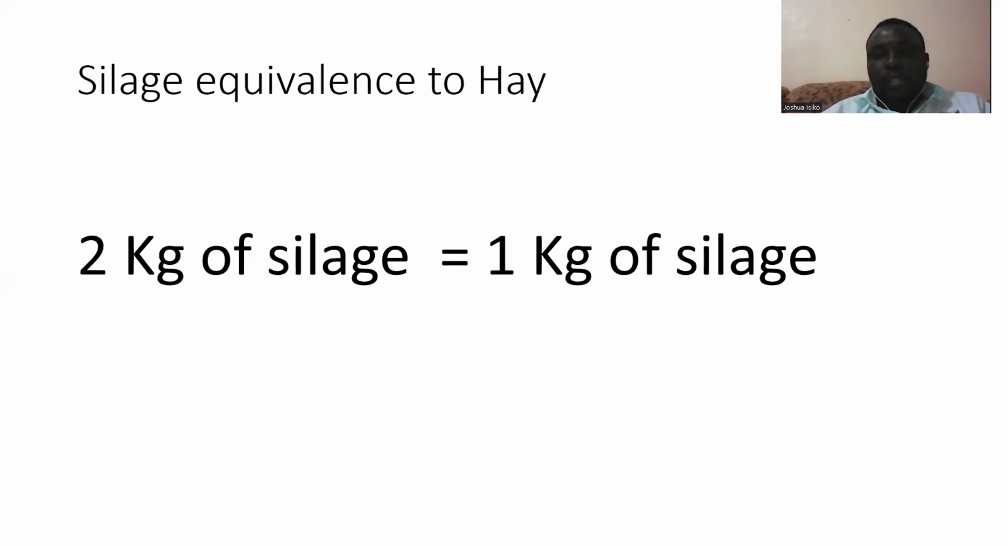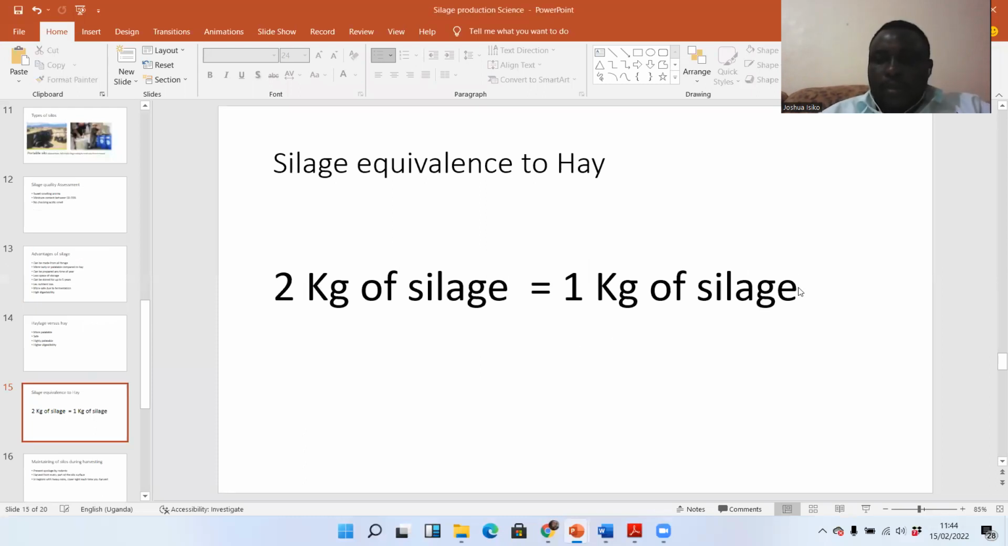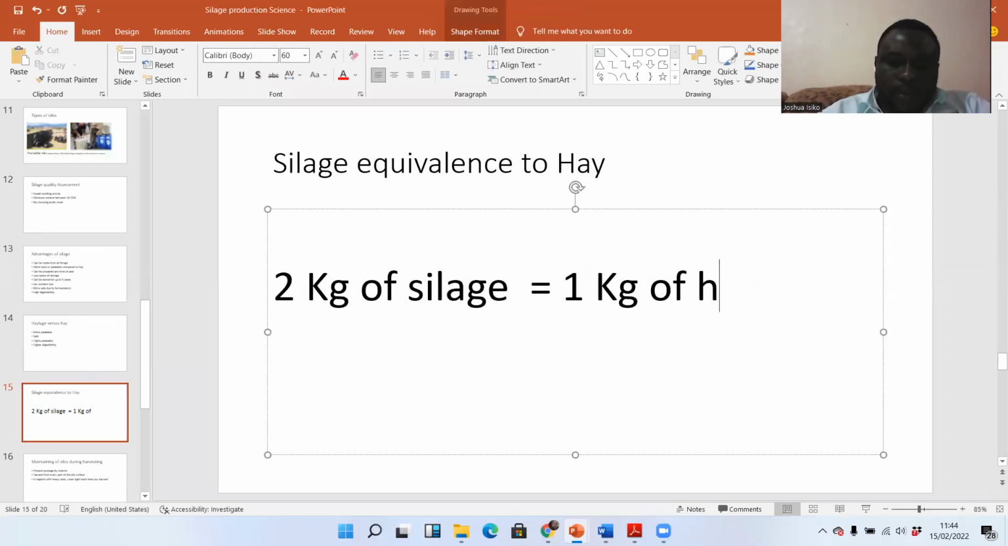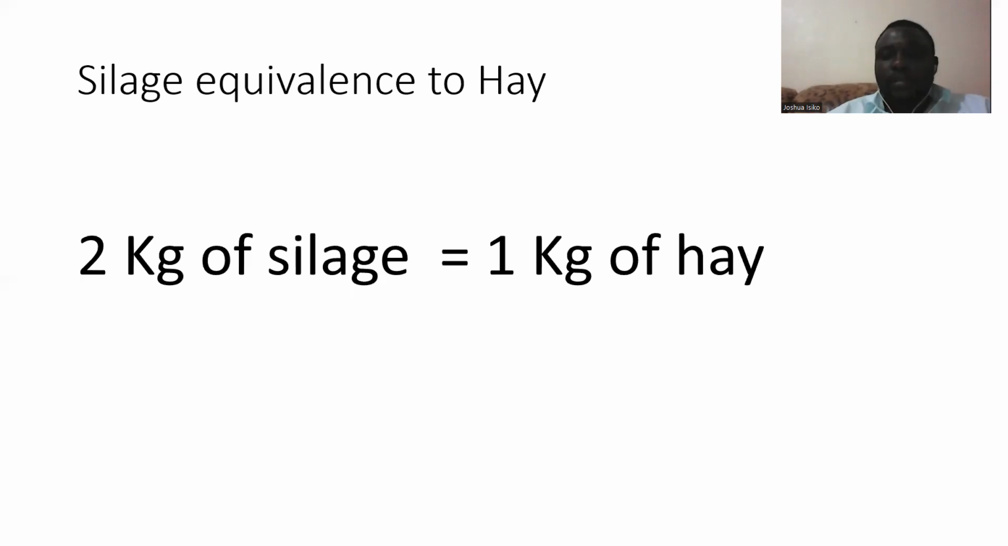For every 2 kilograms of silage, it is an equivalent of 1 kilogram of hay. That's the relationship between hay and silage. This is partly because of moisture. The moisture for hay is between 14 and 18, while in silage the moisture is up to 50%. So you can see that it's almost 2 kilograms, plus dry matter and all that.